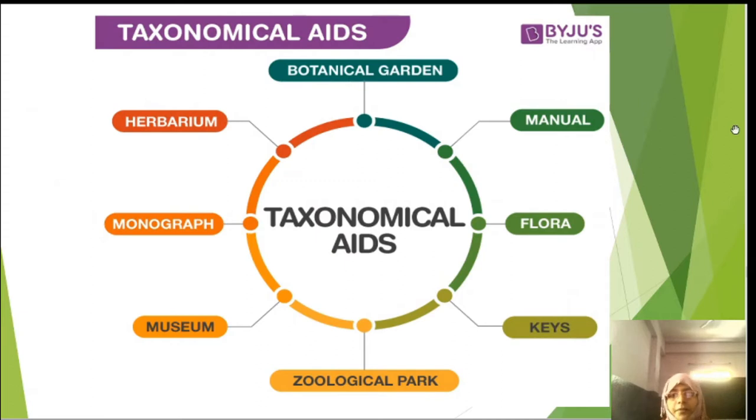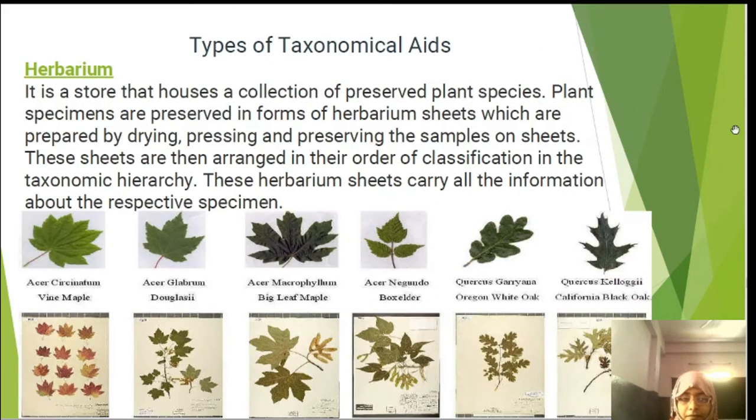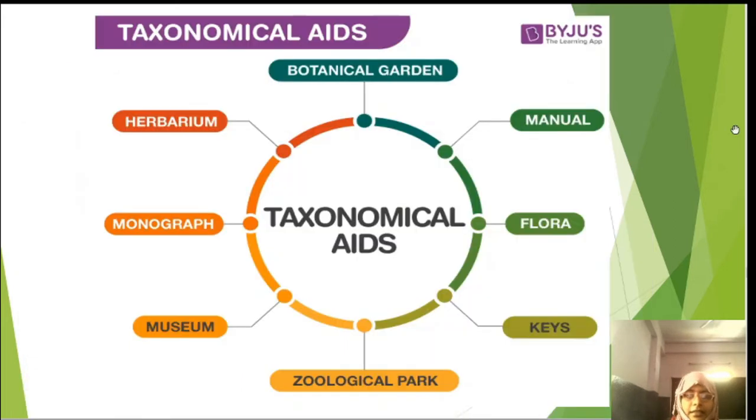Okay, next. So this is a basic thing. What are the types of taxonomical aids? You have various categories: botanical gardens, herbariums, monographs, museums, zoological parks, keys, flora and manuals. Now, these are the types of taxonomical aids, and in detail we will be studying each one.